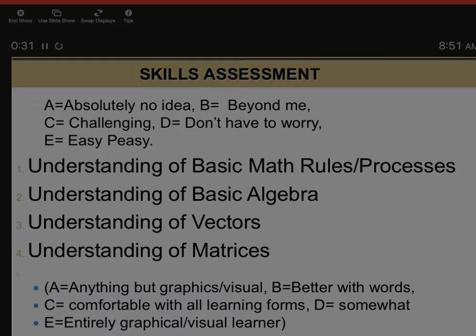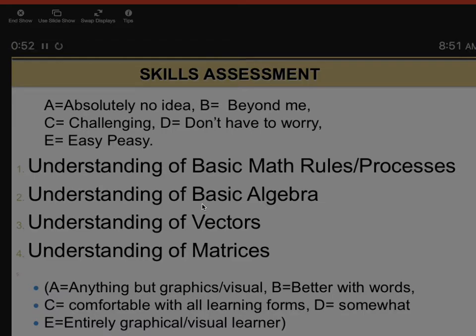Okay, so I'm going to start this up. So, skills assessment. What is your feeling of your understanding of basic math, algebra, vectors, and whatever? So, tell me with respect to those. Actually, we're going to do this. How did I make this one? Try to reduce the number of slides.